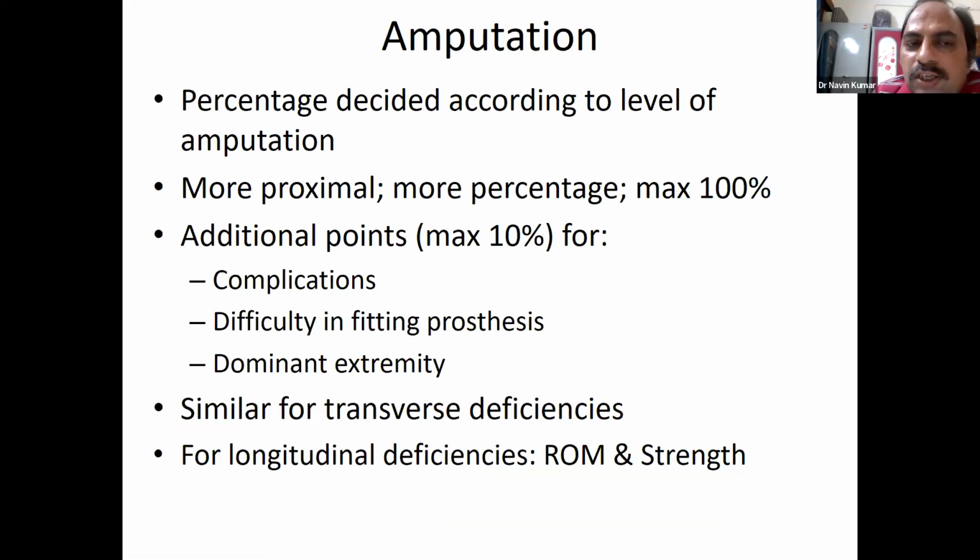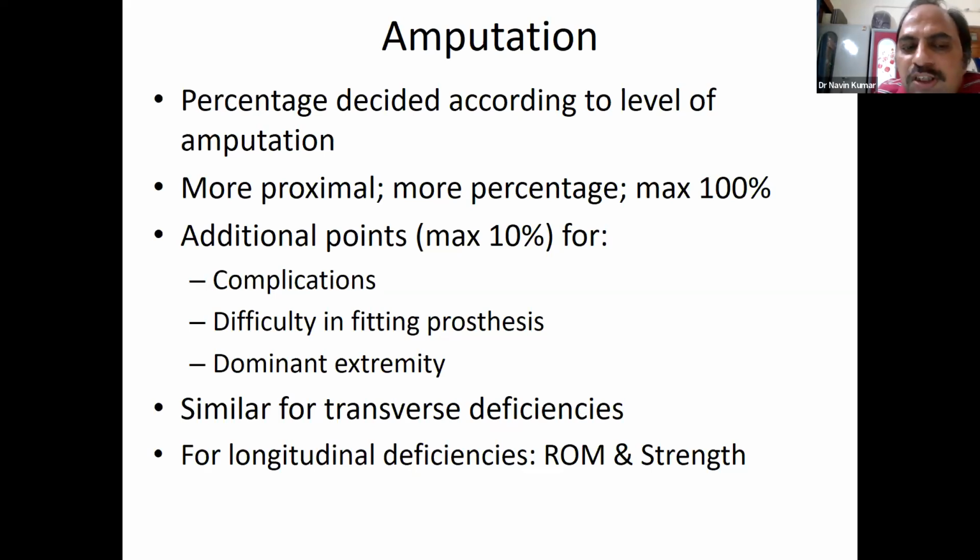Then coming to amputation, it is actually the easiest part in the disability assessment. There is a table given. You see the table, see the level of amputation and the percentage involved, and accordingly you can give the percentage. More proximal, more percentage, maximum is 100%. Additional points are maximum again 10% for complications like difficulty in the fitting procedure or dominant extremity. If there is a dominant extremity, we can go beyond 10 also, because for dominant extremity 10 plus any complication, we can give that also.